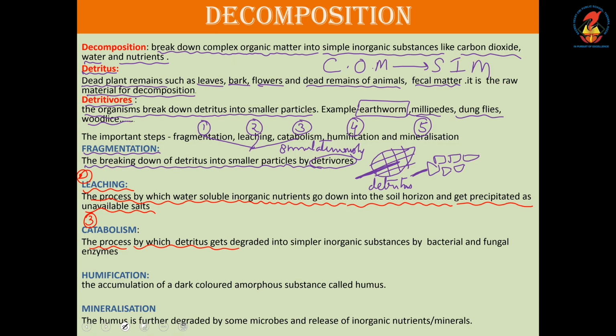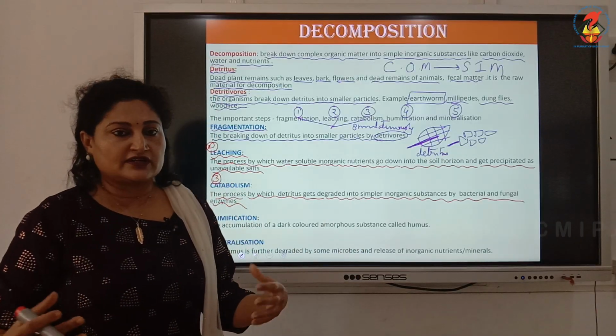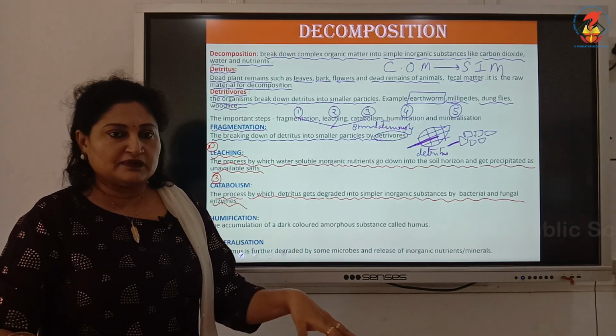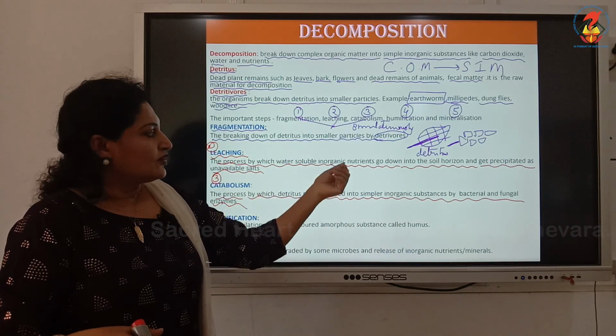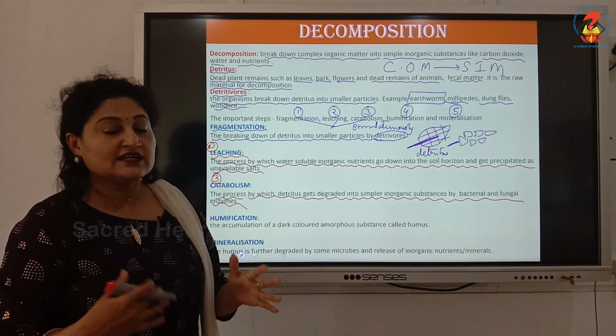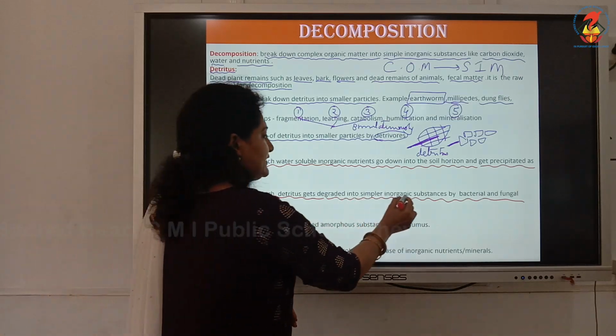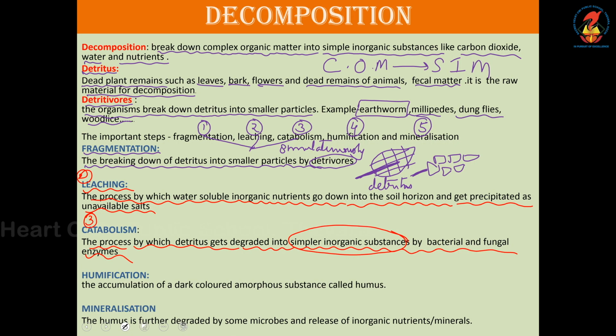Catabolism is the process by which the detritus gets degraded into simple inorganic substances by bacterial and fungal enzymes. So now our bacteria and fungi within the deeper layers of the soil act on this leached organic matter and convert it into simple inorganic substances. So we got our product here itself. Complex became simple, organic became inorganic substances.